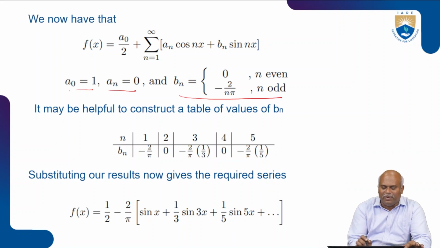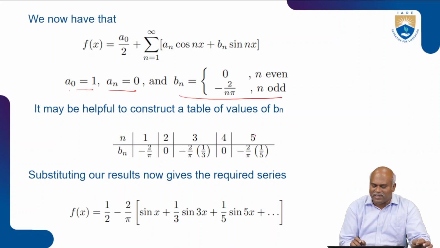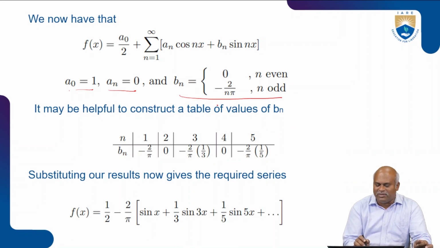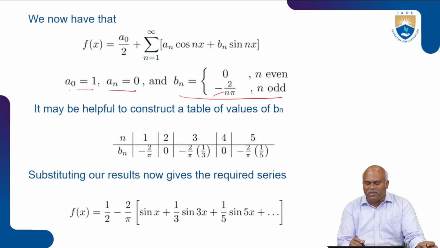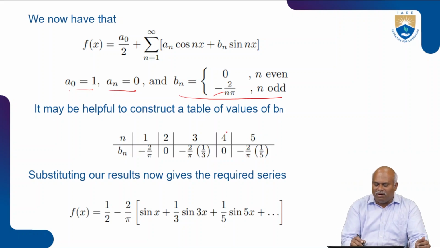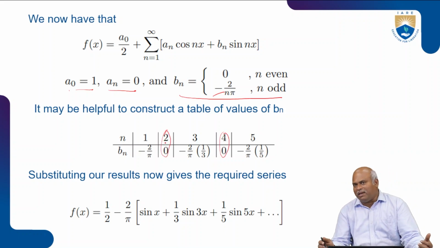Then we can take a tabular case, n equal to 1, 2, 3, 4, 5, 6, and substitute. For 1, that is equal to minus 2 by pi. For 2, the 2s get cancelled, so it is represented as 0. For 3, we substitute, minus 2 by pi times 1 by 3. 4 is represented as 0. Then 5 is represented as minus 2 by pi times 1 by 5. So here all the even numbers are going to 0.